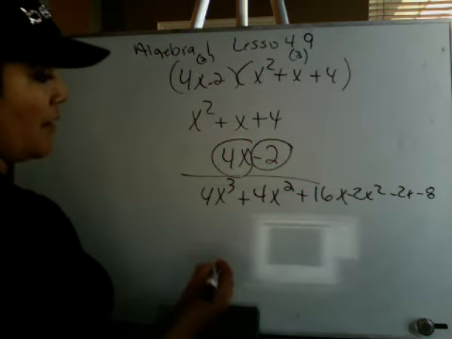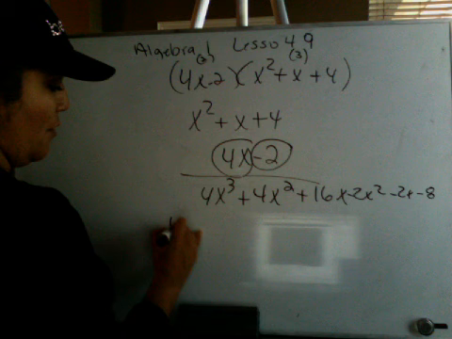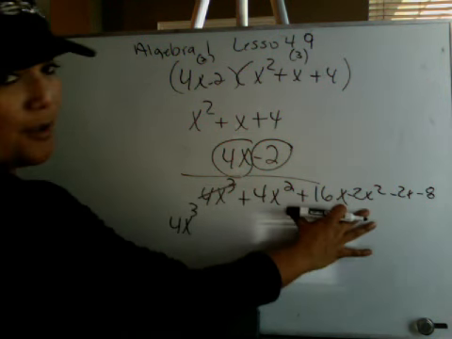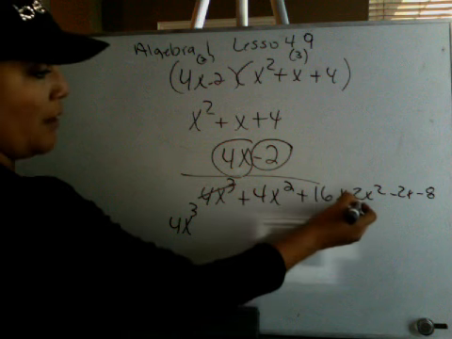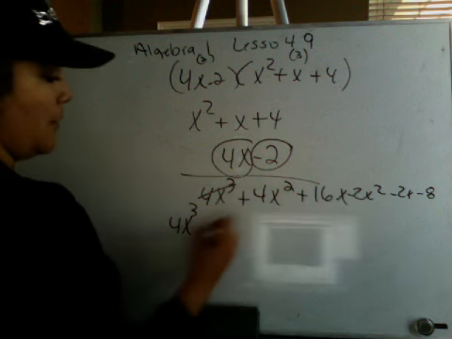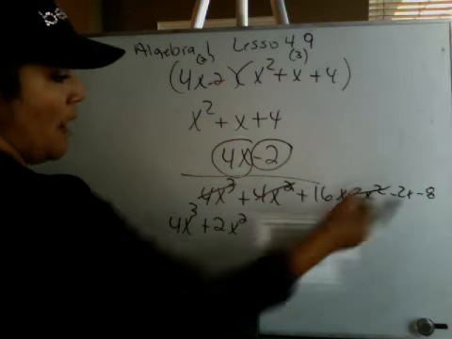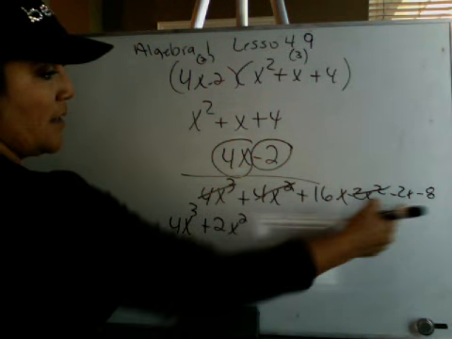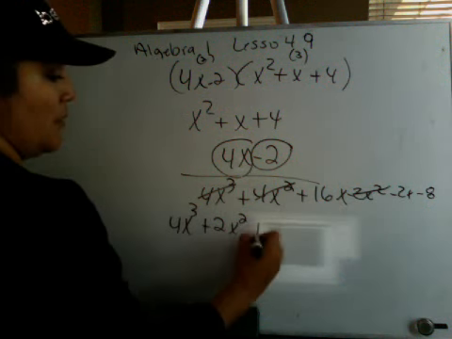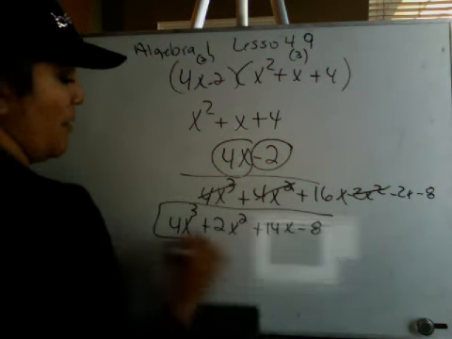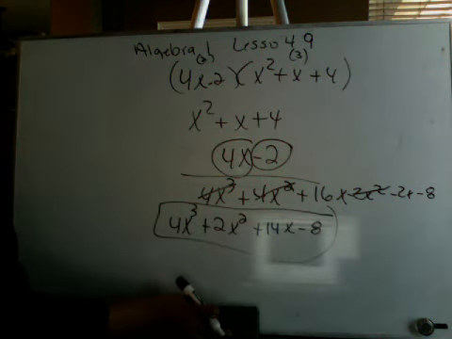Do I have any like terms? I have no more cubes. I have a square here and a square here. They're both x's, so those two are like terms. And what are my coefficients? Negative 2 and positive 4, so it's plus 2x squared. Remember, I don't add the powers. And then I have an x and an x, so 16 minus 2 is plus 14x minus 8. And that's as far as you can simplify, and that is your answer.